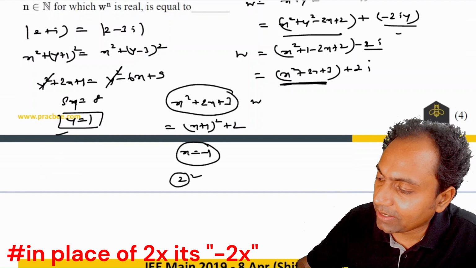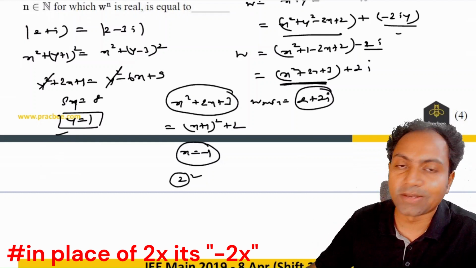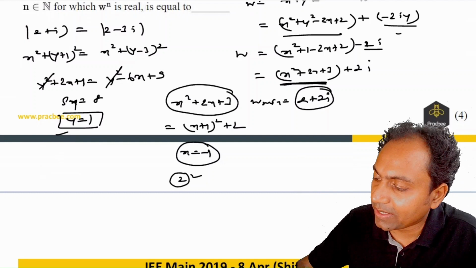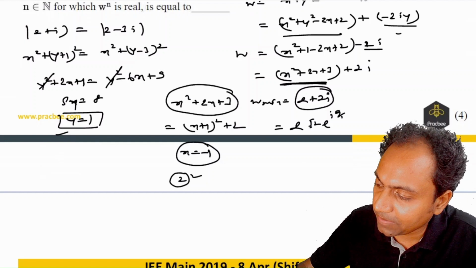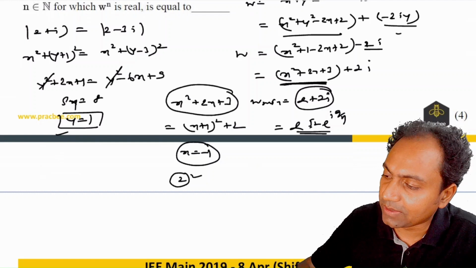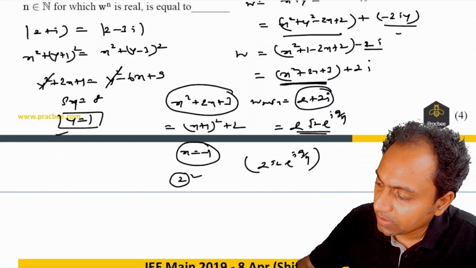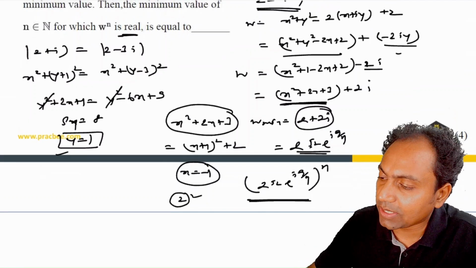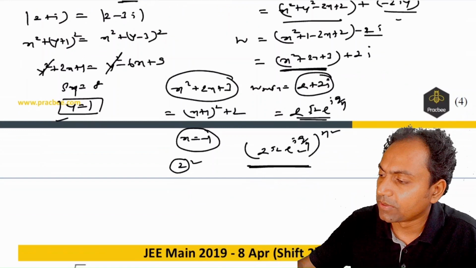So let us find w minimum. It is nothing but 2 plus 2i. Now this is very interesting. If I simplify this into exponential form, it will become 2 root 2 e raised to the power i pi by 4. Why are we writing this? Because now they are saying that this is w minimum raised to the power n. That means 2 root 2 e raised to the power i pi by 4, raised to the power n. This should become nothing but real. What minimum value can n take? So it is obvious, if n becomes equal to 4, the answer would be real. So the answer becomes 4.